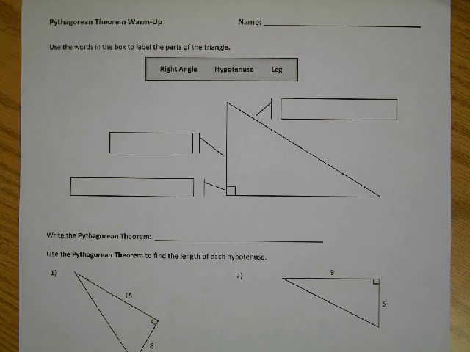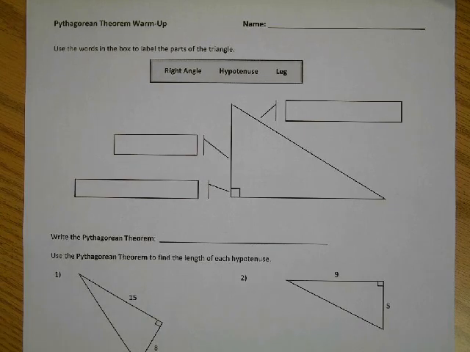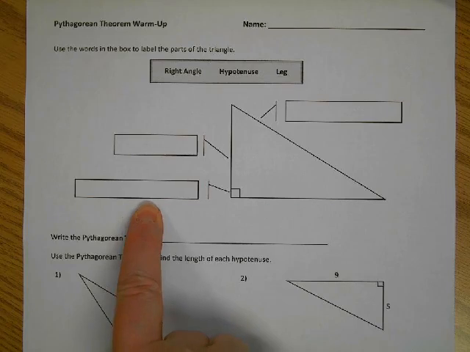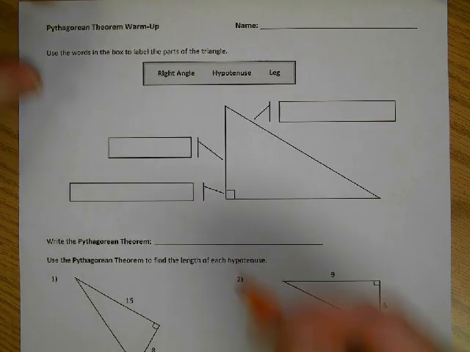So last week we started talking about the Pythagorean theorem. The Pythagorean theorem can be used on a right triangle. So who can tell me what the parts are to a right triangle? What's this? That's our right angle. So this is our right angle.